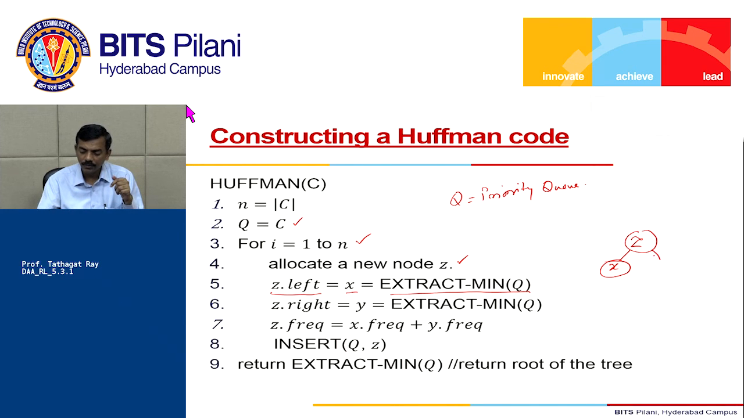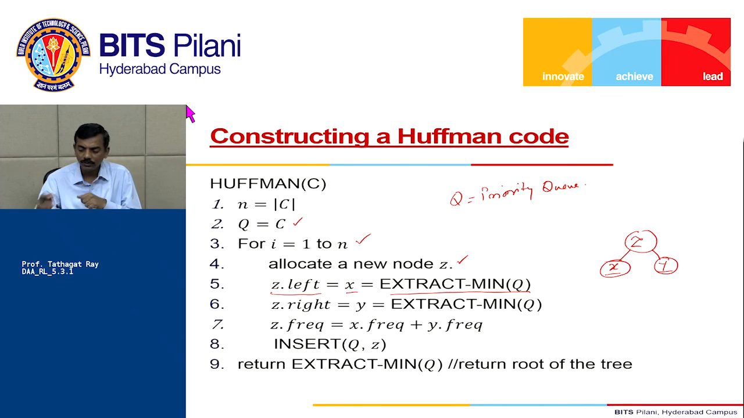The right child will be the second frequent one, or second infrequent one. So you extract minimum of the queue again, which now gives you the second minimum, you call that Y, and that becomes the right child of Z. And then you set the frequency of Z as frequency of X plus frequency of Y. So you just formed a part of the tree.